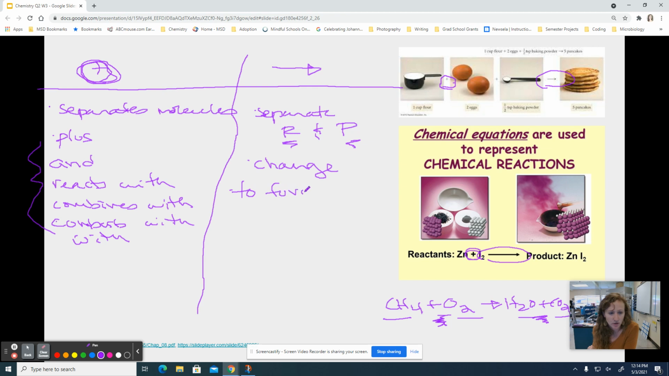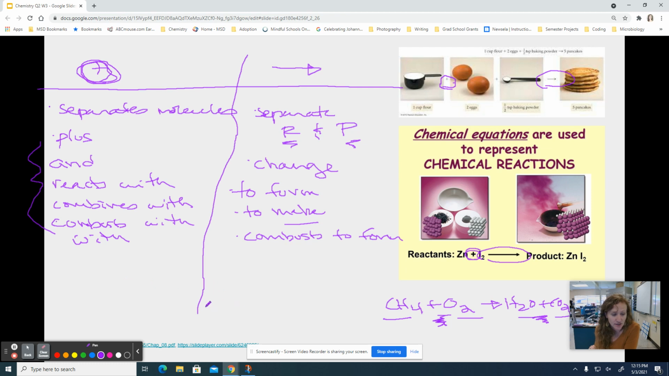To form would be a good word. To make. Flour, eggs, and baking powder make pancakes. Zinc reacts with iodine to make or to form zinc iodide. You can also see specific ones like combusts to form.